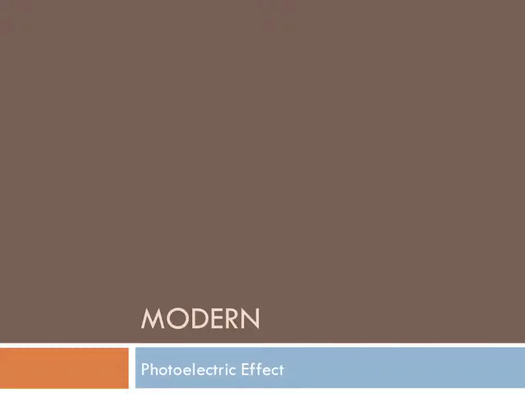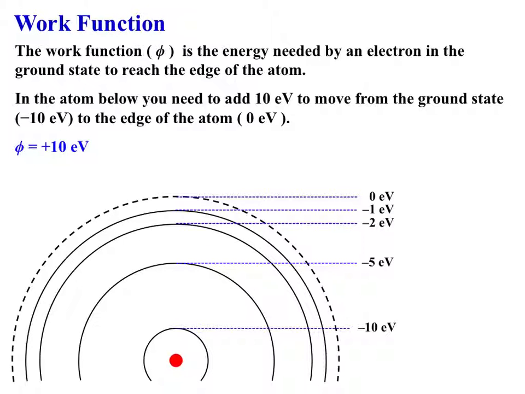This video covers the photoelectric effect. Now here we're talking about the work function phi. This is the energy needed by an electron in the ground state, which is the ring or energy level closest to the atom, to the protons or the nucleus, to reach the edge of the atom, which is the outermost energy level.